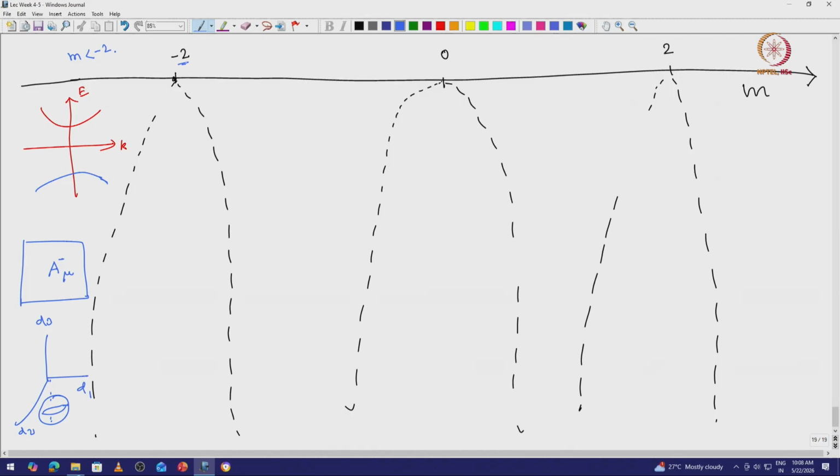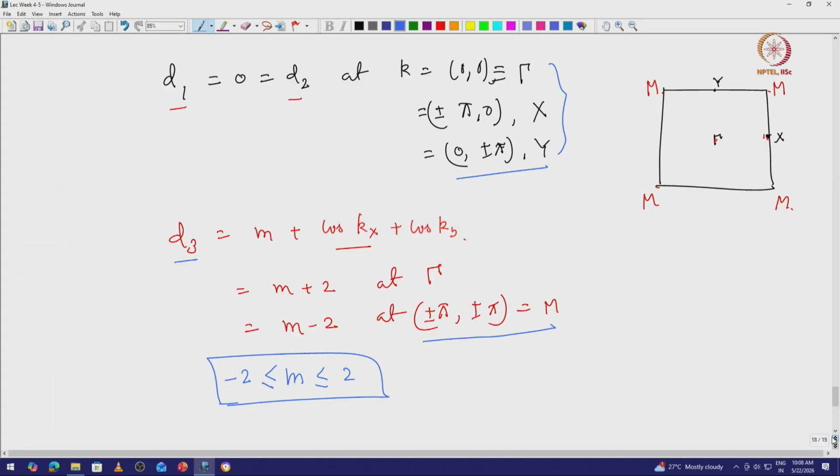So, what happens at m equal to minus 2? So, at m equal to minus 2, this guy goes to 0 at the gamma point. So, D3 goes to 0 at the gamma point, and D1 and D2 also go to 0 at the gamma point. So, we will have a Dirac cone at the gamma point.